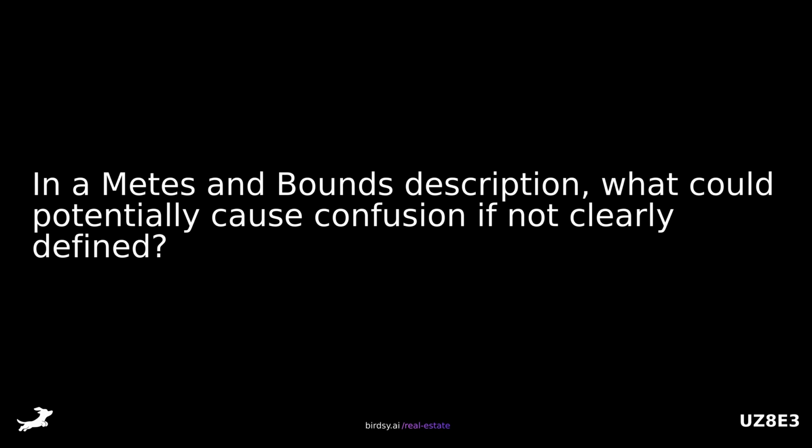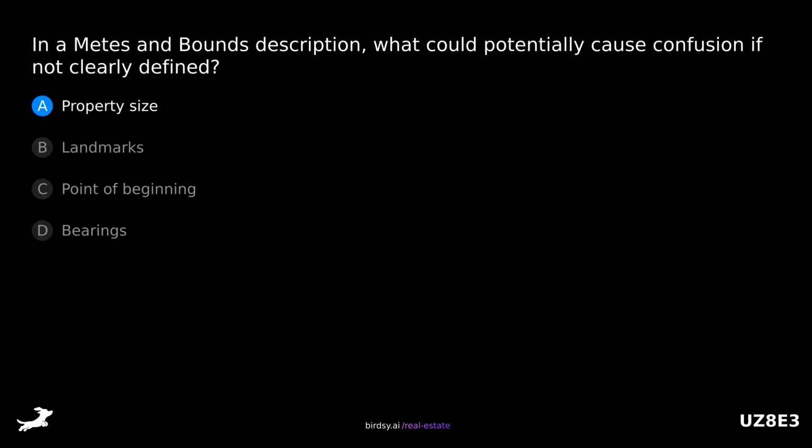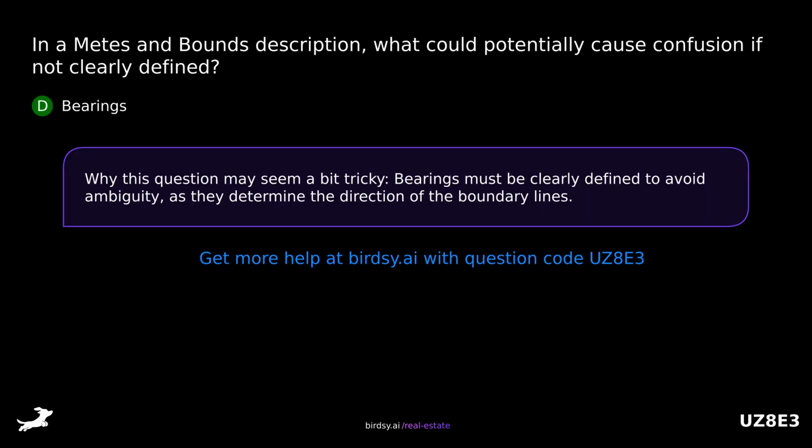In a metes and bounds description, what could potentially cause confusion if not clearly defined? Is it A, property size, B, landmarks, C, point of beginning, or D, bearings? The answer is D, bearings. While this question may seem a bit tricky, bearings must be clearly defined to avoid ambiguity as they determine the direction of the boundary lines.